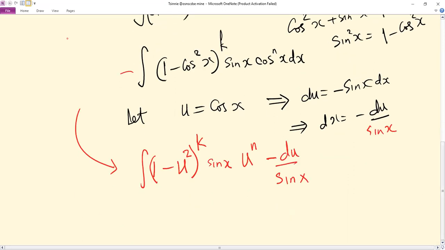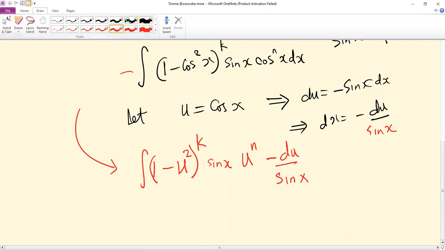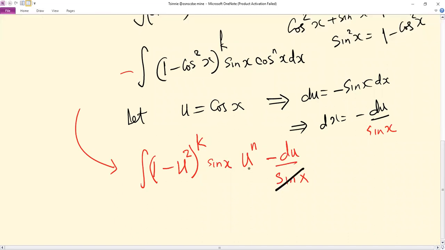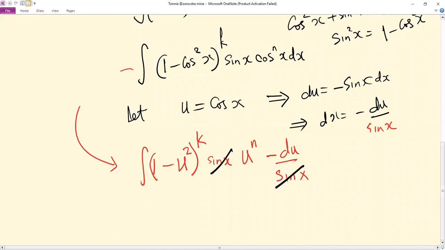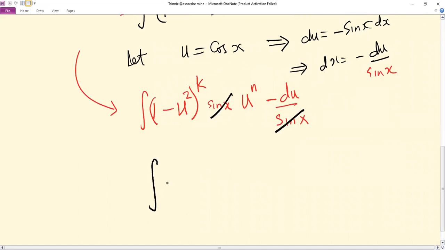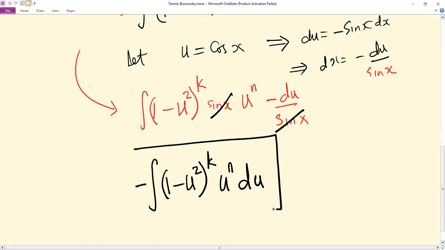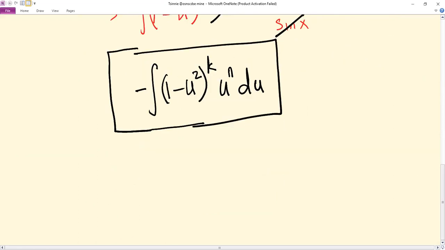And so this and this cancel out, so that we'll have the integral of 1 minus u squared, to the power k, u raised to the power n du, and then there's a negative sign. So this is how we solve problems involving products of sine and cosine when the power of sine is odd.